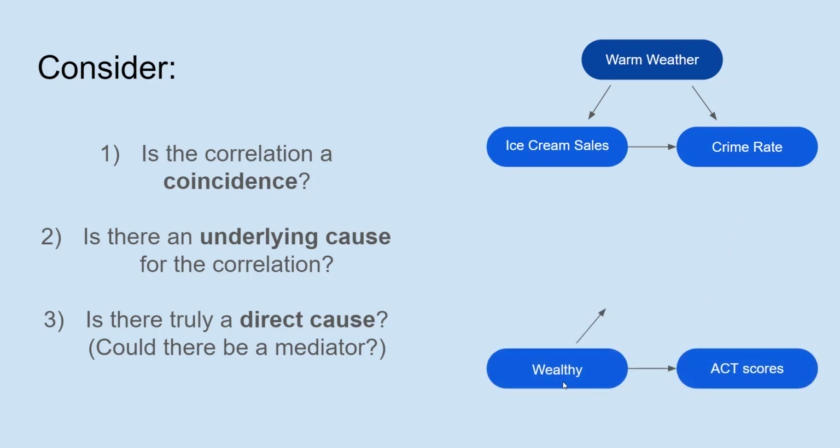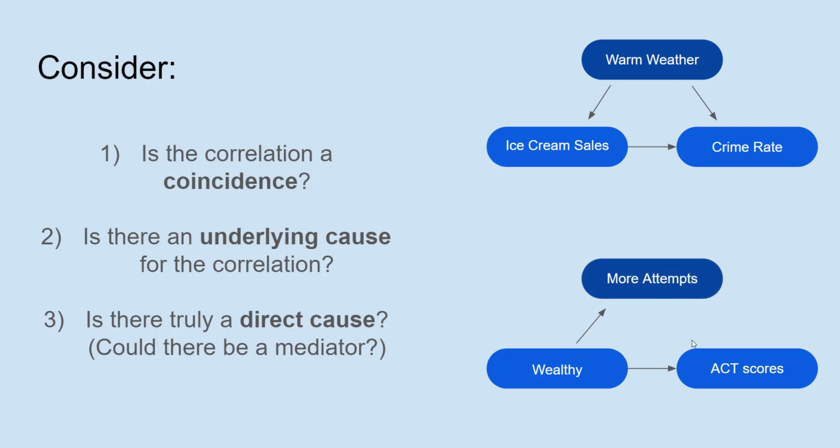We could also have a relationship due to a mediator. Here we might see, when we graph college students' family income with their ACT scores, there is a positive trend between those. But we must consider that there could be a possible mediator. And so wealth does not imply ACT scores.